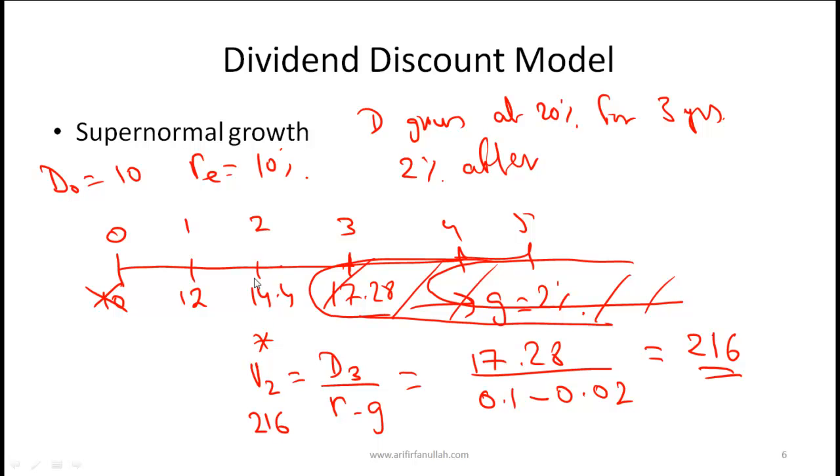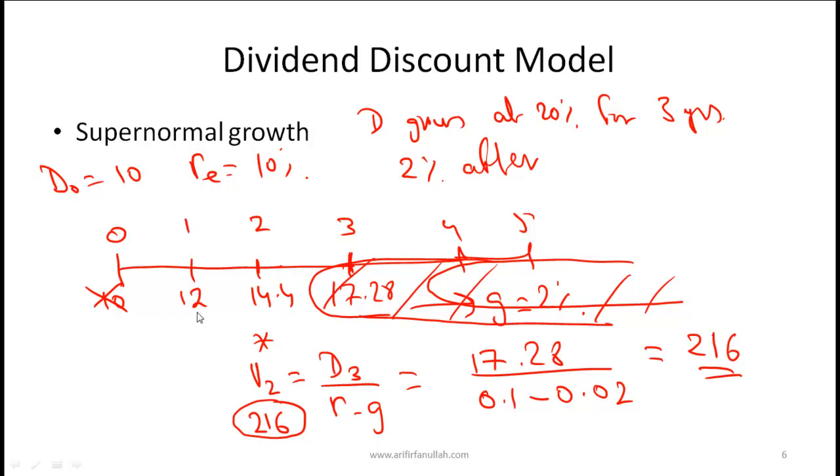And we've used the constant growth model because from this point onwards the growth is constant, and the formula gives us the present value one period before the first dividend that we use. The dividend that we've used is 17.28, which is D3. The value one period before that brings us to the end of period 2. So at the end of period 2, the value of all these cash flows scrunched up into one number is 216. Now we have a very simple problem.